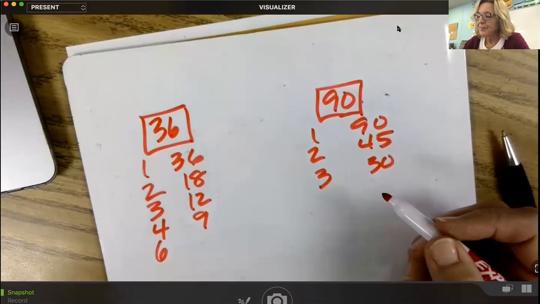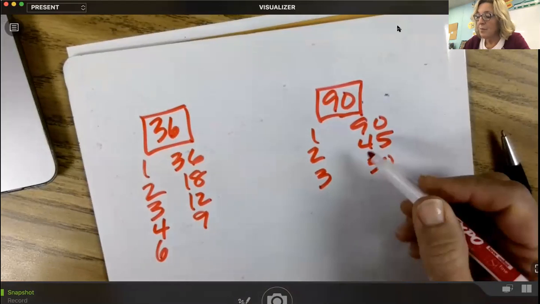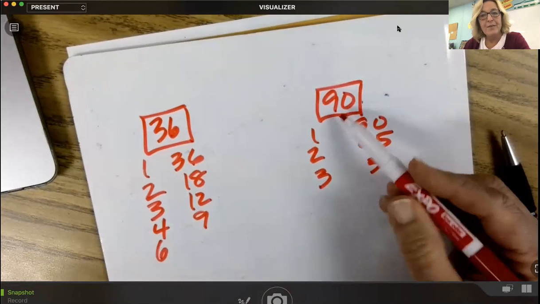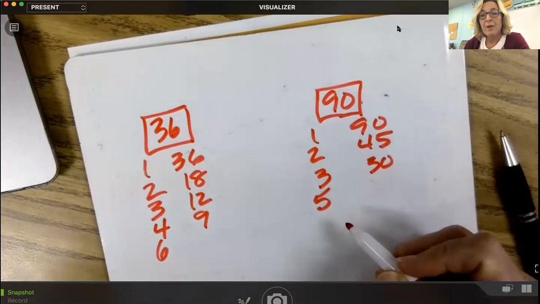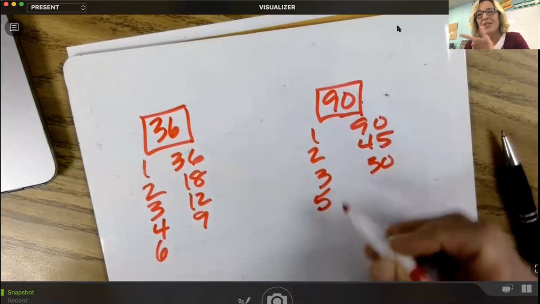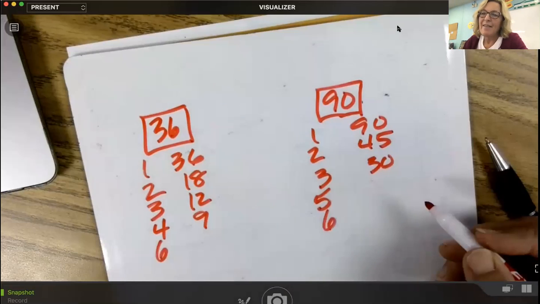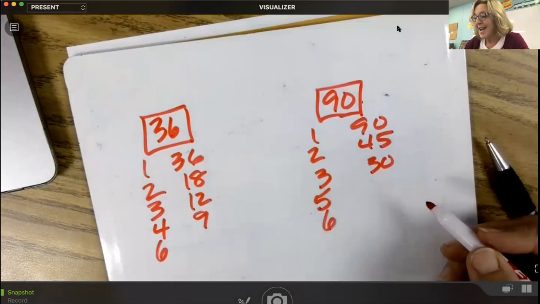Okay, so now 4 is not going to go into 90. I know 5 will though, although I don't know how many 5s. 6, remember the 2 and 3 rule? 2 and 3, yes, that means 6 works. And again, not really sure what goes with 6. 7 is not going to work. 8 not going to work. 9 is going to work, and 9 times 10.